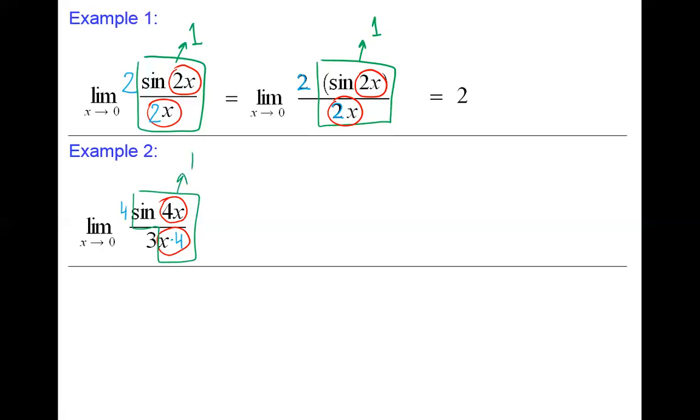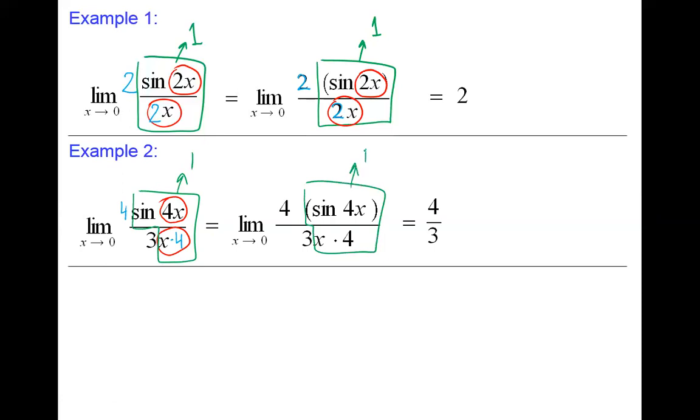Because I can't say sine of 4x over x is 1. No, I have to have identical 4x, 4x. This is 1. What's left outside the green loop? 4 over 3. It's the same thing, and I'm just repeating for you so that you will master your skills.